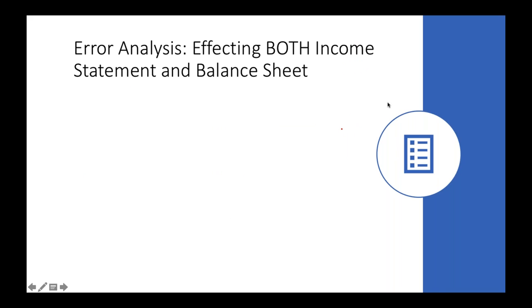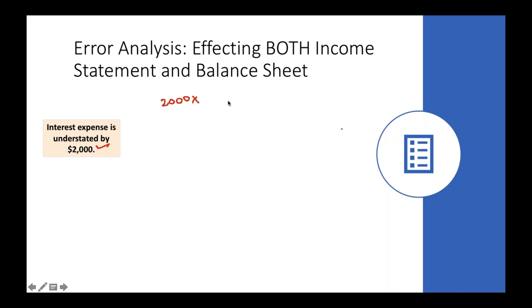Affecting both income statement and balance sheet. Some errors may affect both the income statement as well as the balance sheet. For example, we have an interest expense which is understated by $2,000. So there is an interest expense of $2,000 which is ignored.